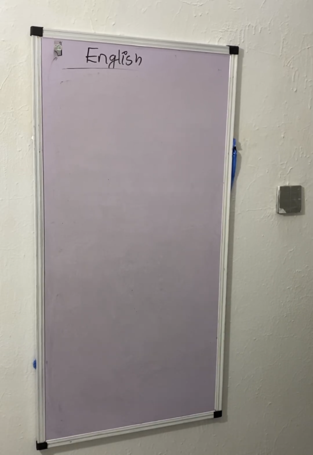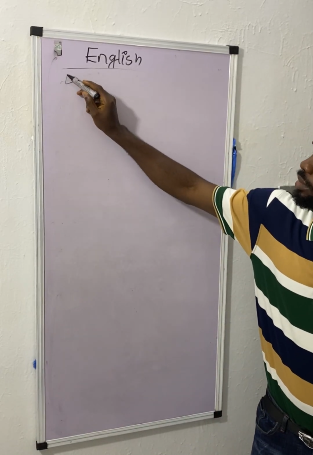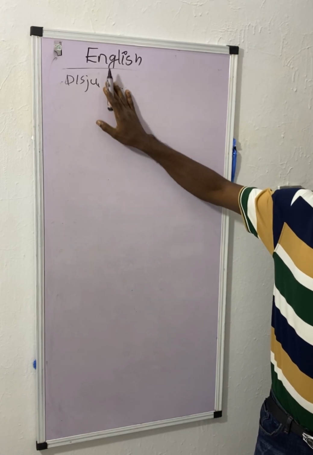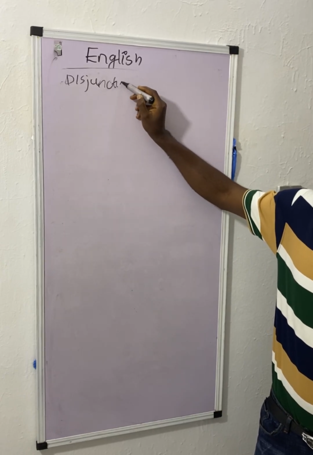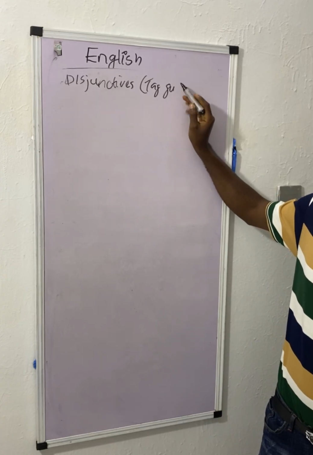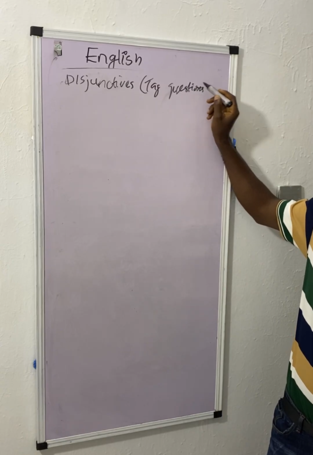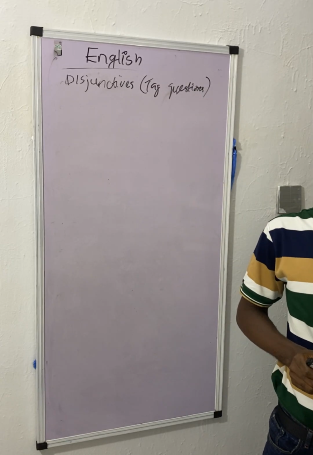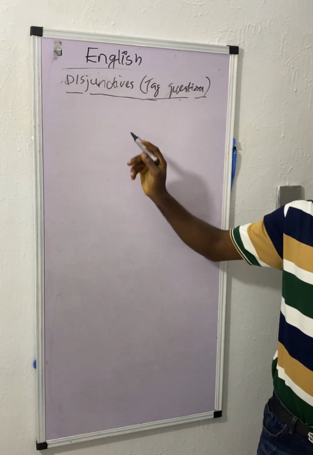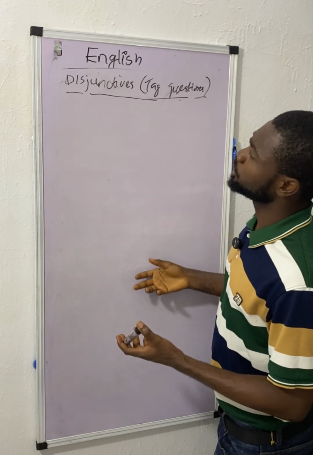Today, we are continuing with disjunctives. Disjunctives can also be called tag questions, or question tags. All right. So disjunctives are tags attached to a question.